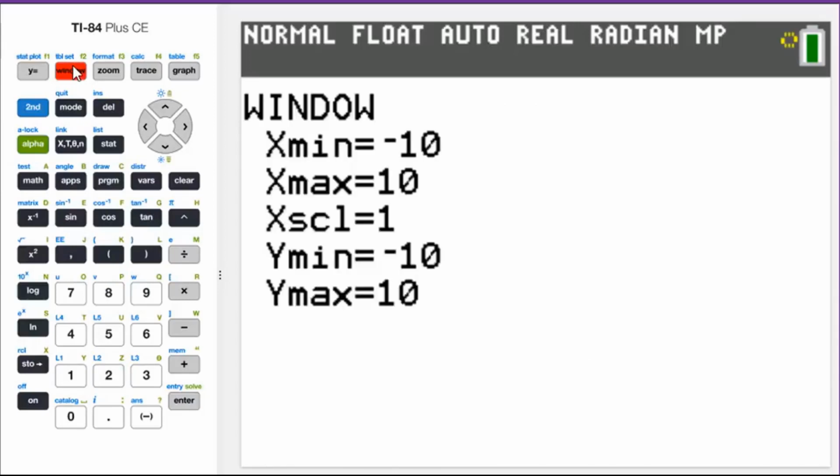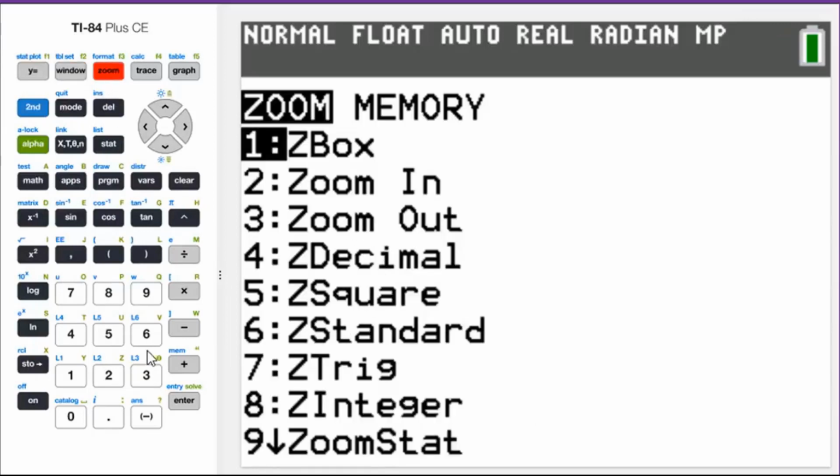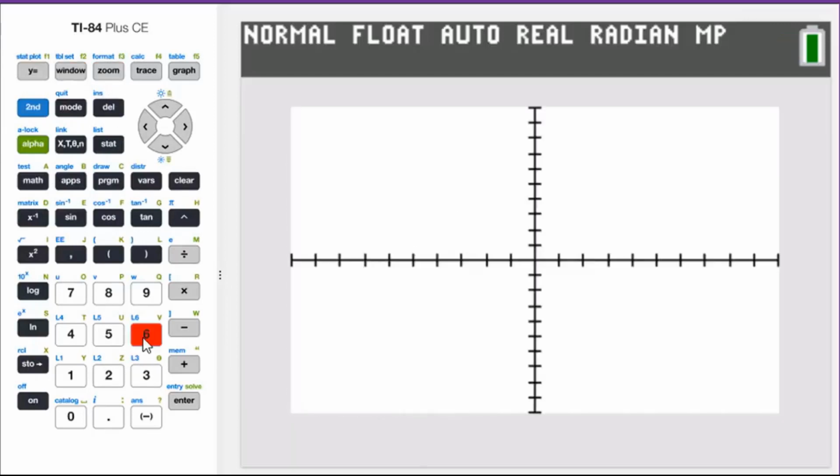Look at the window. After you clear the memory, it shows this window. This kind of window we call the standard window. If you want to get the standard window, you always go to Zoom 6. Then it gives you the standard window.